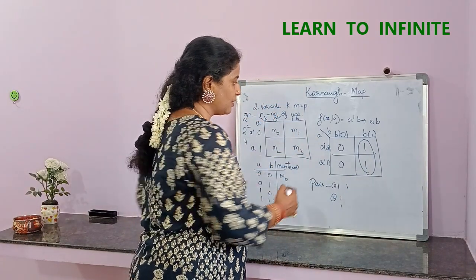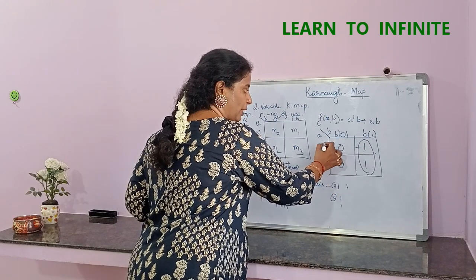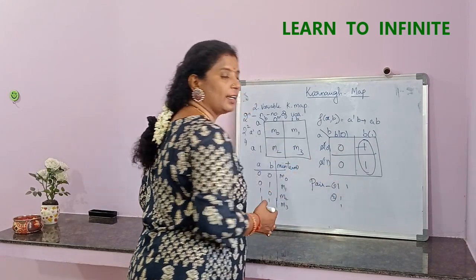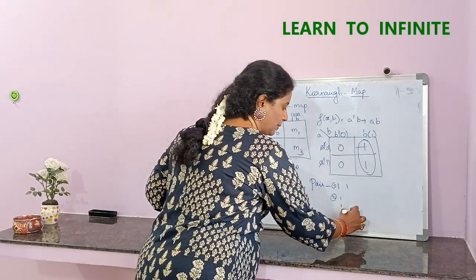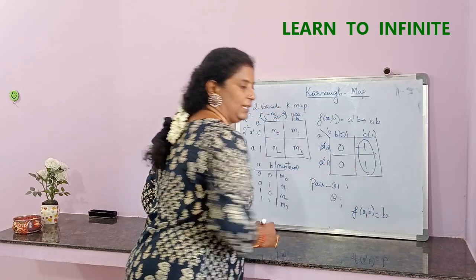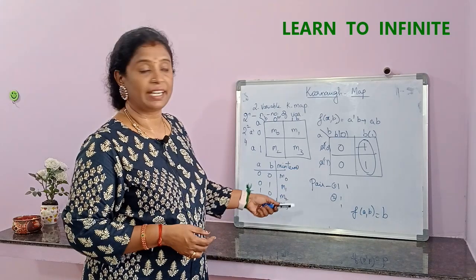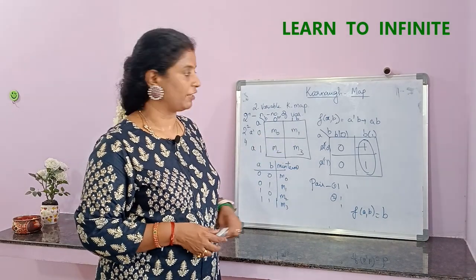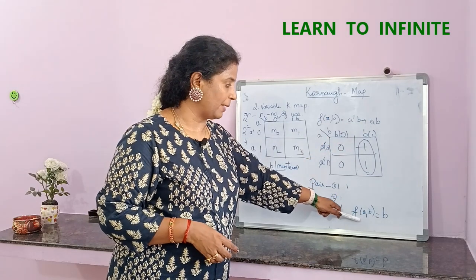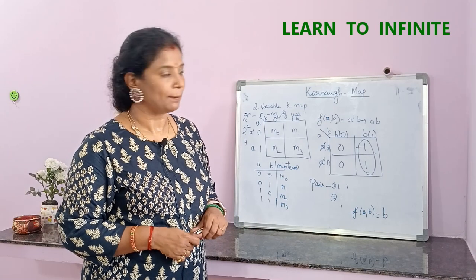When you are taking this, it consists of the first row and second row, so a dash and a get cancelled. What is the column which is involved here? Only b. So your answer will be f of a comma b is equal to b. This is how we are going to simplify. We have simplified our 2 variable K-map. F of ab equal to a dash b plus ab will yield our answer as f of ab is equal to b. Hope you have understood the 2 variable K-map.